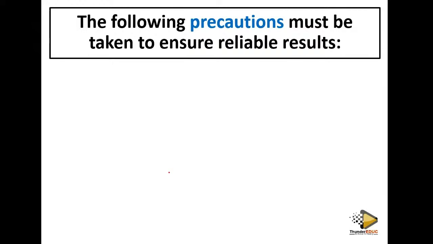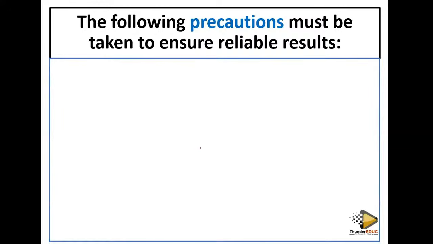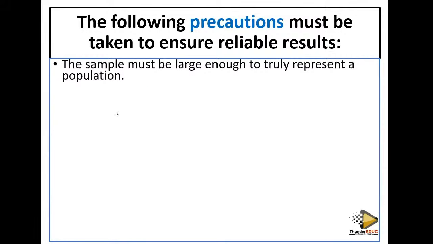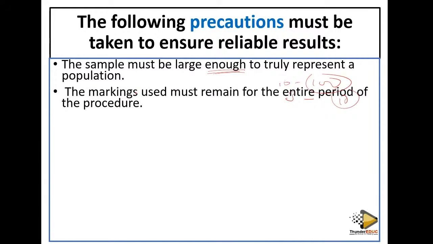What are some of the precautions you must take before you apply this recapture method? So you must take these so that you increase the reliability of the results. Okay, number one, the sample must be large enough. Don't use 10 if you can use 100. Yes, don't use 3 if you can use 10. Yes, enough to truly represent the population.